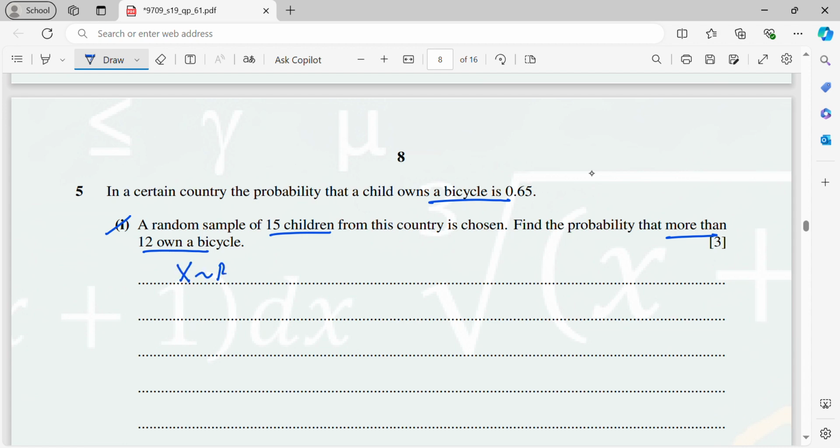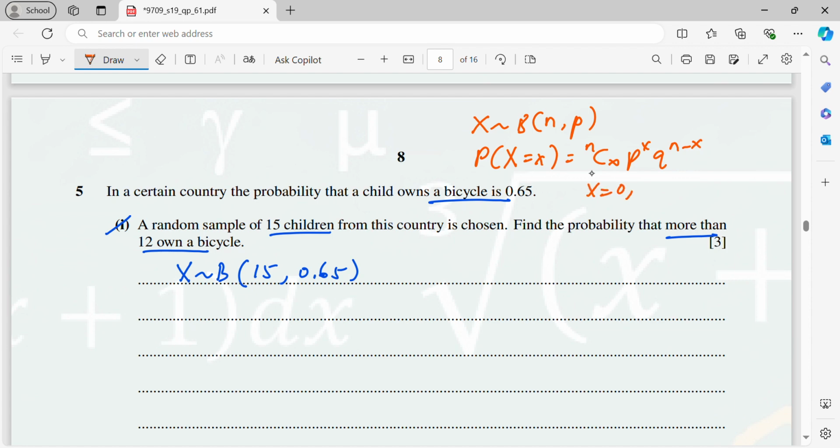So now this is binomially distributed because the number of children is a discrete random variable. So the n is 15, then the p is 0.65. Because your formula is supposed to be X follows B(n, p). So the probability of X equals x is nCx p^x q^(n-x), where x is from 0 until n. So from here, my p is 0.65. Then my q is going to be 1 minus 0.65. That is 0.35.